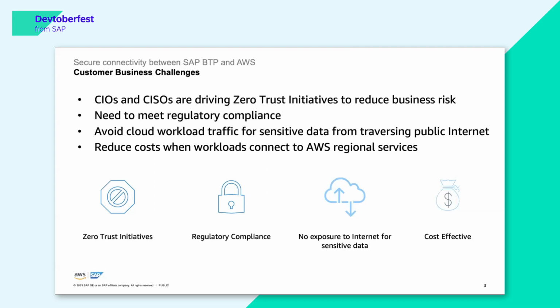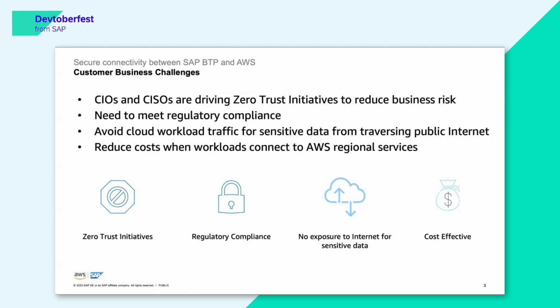Security is top of mind for CIOs and CISOs, and they're driving zero trust initiatives across the entire organization. Zero trust initiatives have three key pillars: users, workloads, and network. And today we're going to focus on workload and network aspects. Customers need private connectivity between their virtual private clouds. They don't trust the third-party application traffic and would like to have better visibility.